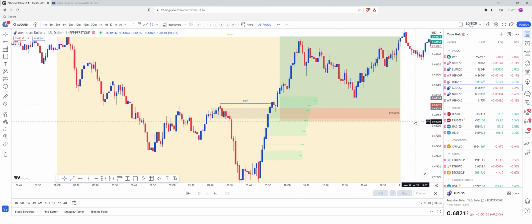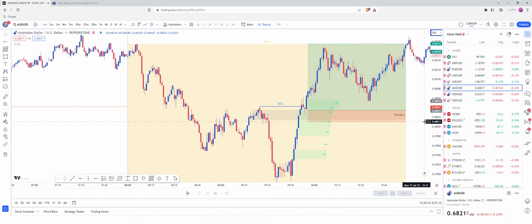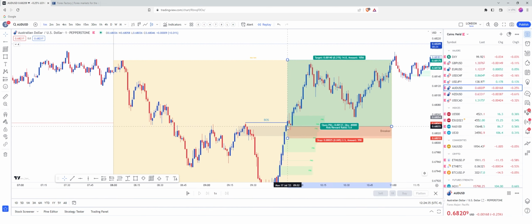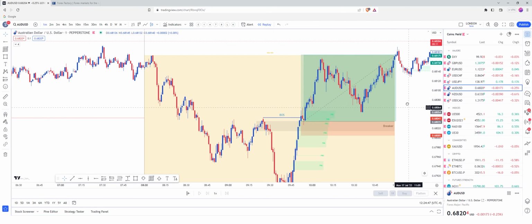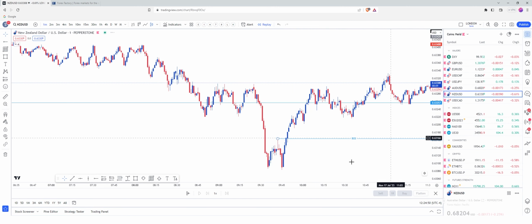Again, unicorn entry, I think he calls it. But this is the one that you want to be jumping on when you see it. Stop loss just below the breaker blocks. Potentially there, potentially down here. 4R taking out the session high. Really nice trade on Aussie USD.